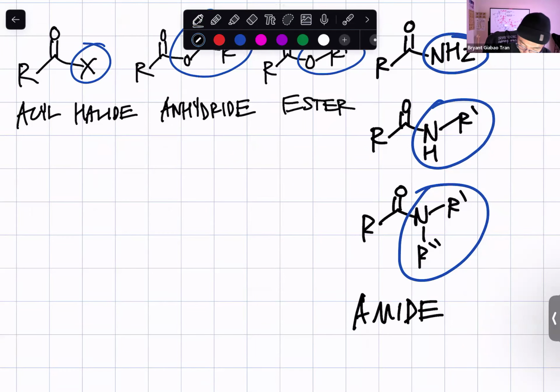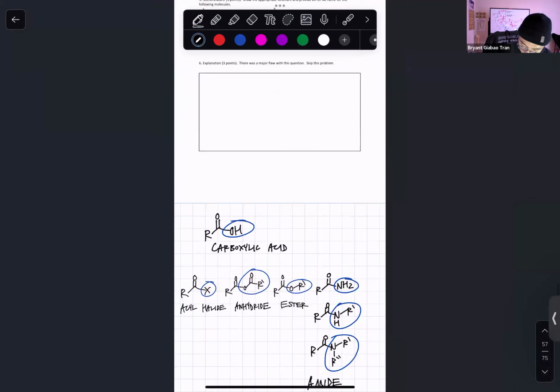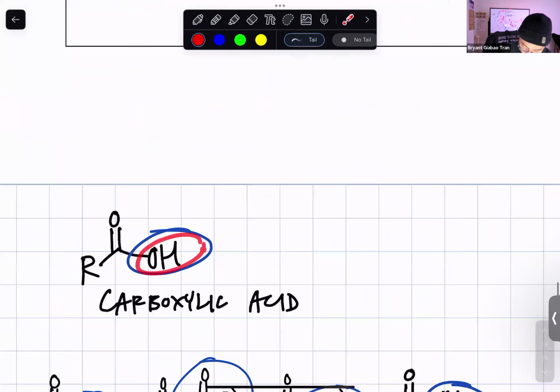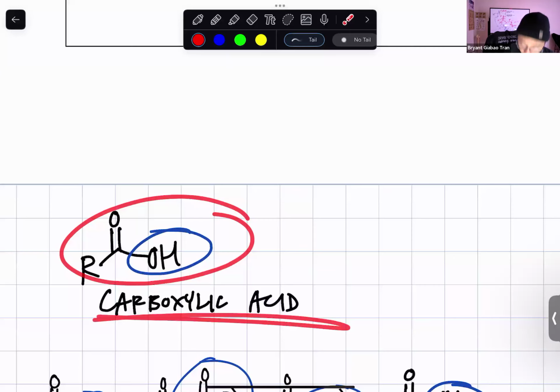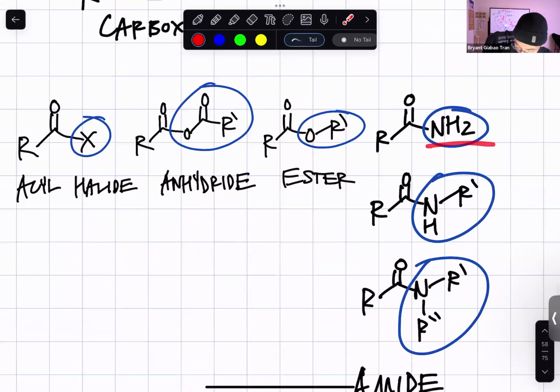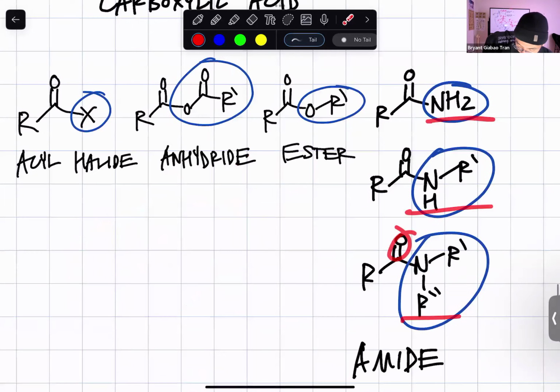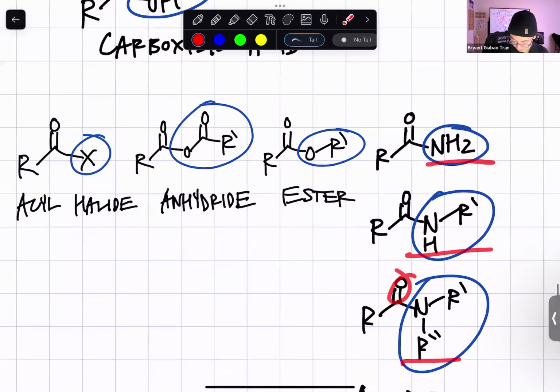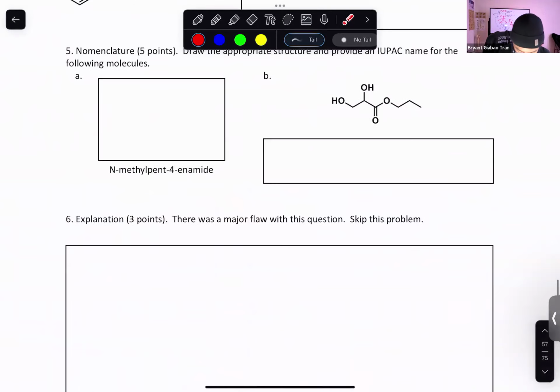Right? Just like how we don't consider this an alcohol, because even though this group that I circled here in blue is an alcohol, it's right next to a carbonyl or an acyl group. So the overall structure is considered a carboxylic acid, not just an alcohol, right? Because it's right next to this acyl group or carbonyl group. We have amines here, but because they're next to the acyl group, they are called amides. Okay.